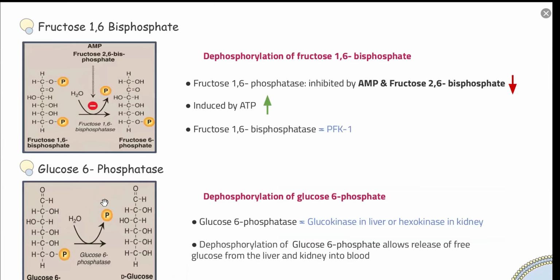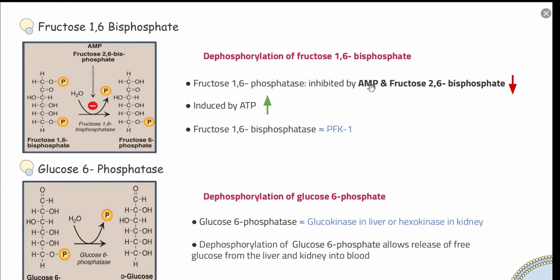And then the next step is where we have fructose 1,6-bisphosphate. So this is a dephosphorylation step where fructose 1,6-bisphosphate is dephosphorylated to fructose 6-phosphate. At this stage, we also have activators and inhibitors.